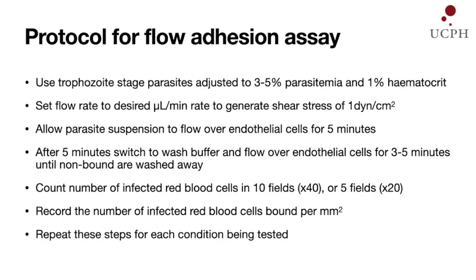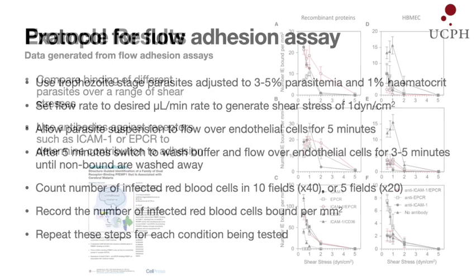Protocol for flow assay. When running the assay, set the flow rate to the desired microliter per minute rate to generate 1 dyne per centimeter squared. Allow the parasite suspension to flow over the cells for 5 minutes to allow binding. Switch to wash buffer and flow over for 3 to 5 minutes to remove non-bound parasites. Count the number of infected red blood cells bound per millimeter squared. Repeat these steps for each condition being tested.